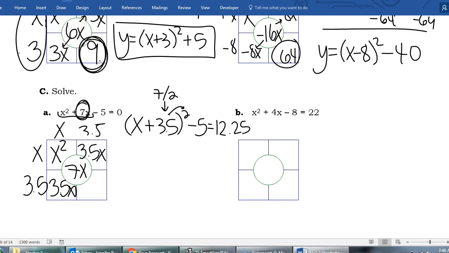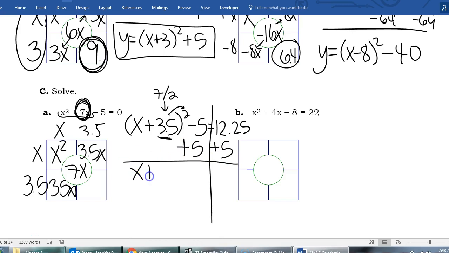So, without using the box, you really just take your b term, cut it in half. That's going to go in right here. Then you take that number and square it. That's going to go at the back. Once that's all set up, now you have to do the same steps from part A in solving it. Plus 5 both sides. x plus 3.5 squared is 17.25. Root both sides.